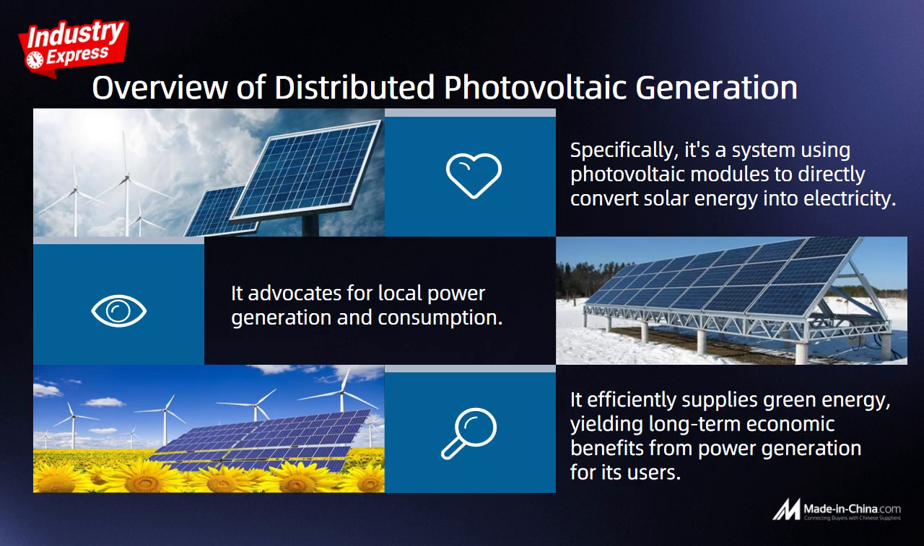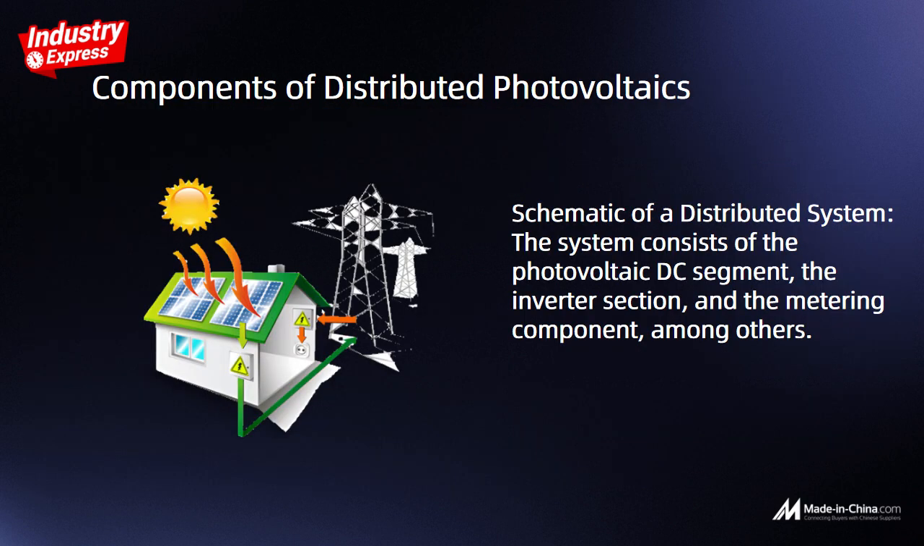Let's dive a bit more into what distributed solar photovoltaic generation is all about. Specifically, it's a system using photovoltaic modules to directly convert solar energy into electricity. It advocates for local power generation and consumption. It efficiently supplies green energy, yielding long-term economic benefits from power generation for its users. Components of distributed photovoltaics. Schematic of a distributed system. The system consists of the photovoltaic DC segment, the inverter section, and the metering component, among others.